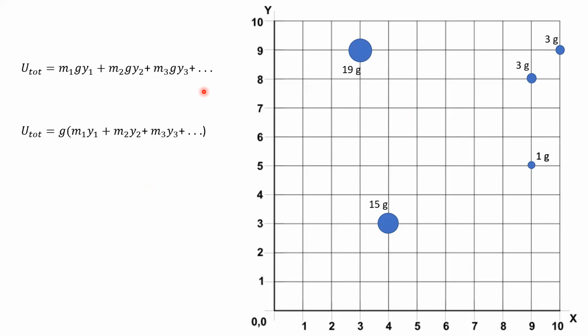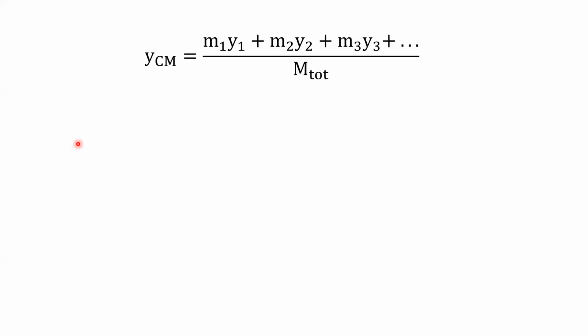And what I'm going to do here is factor out the g. Every term here has a common 9.8 meters per second squared if we're here on Earth. And then I'm hoping that you now recognize this quantity in parentheses. This is part of the definition of center of mass. So I'll take you back to that definition, or at least the y coordinate of the center of mass.